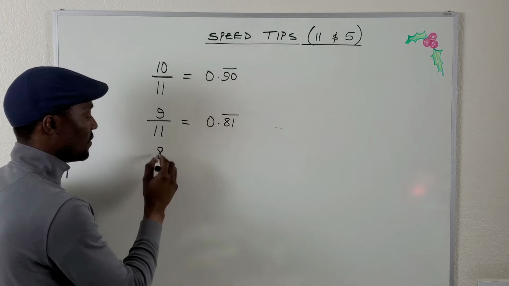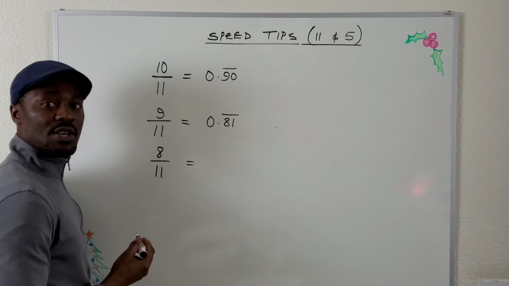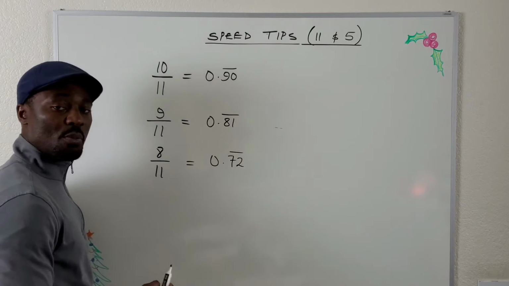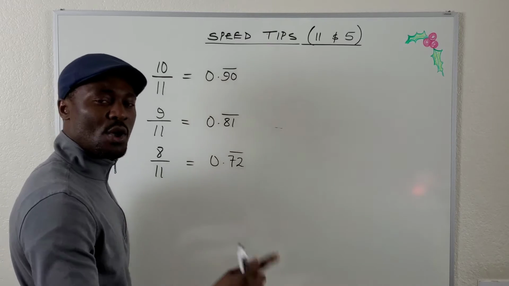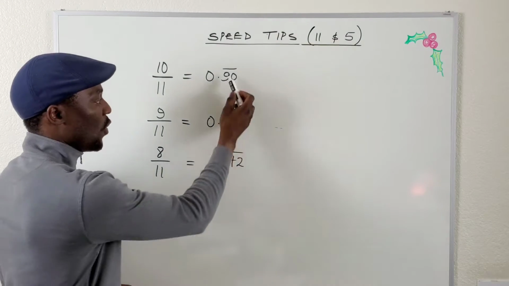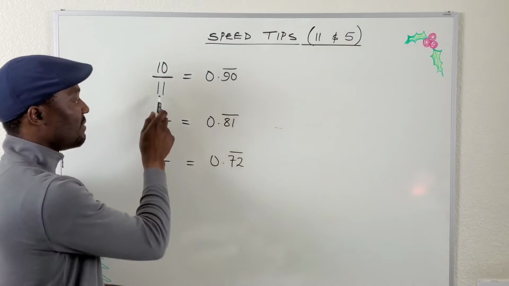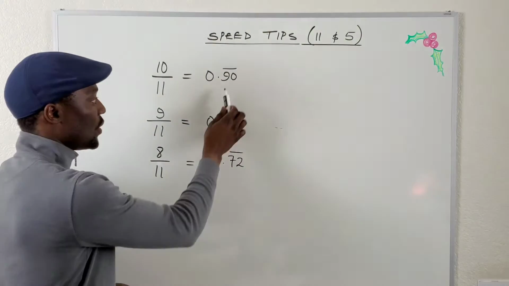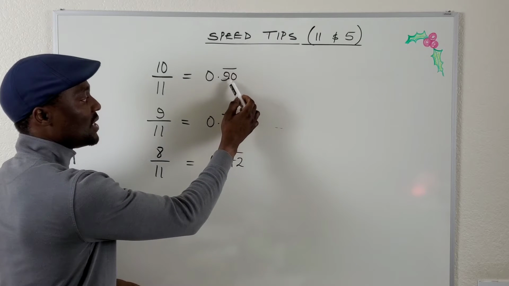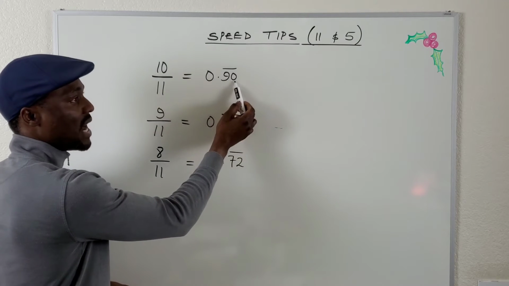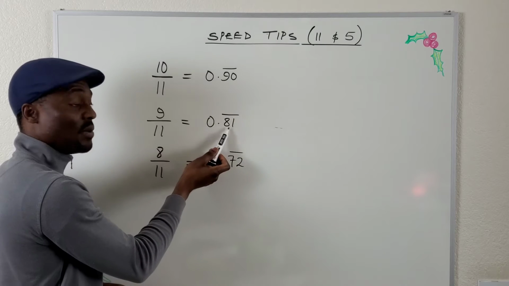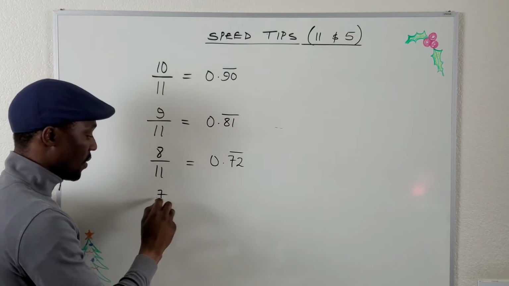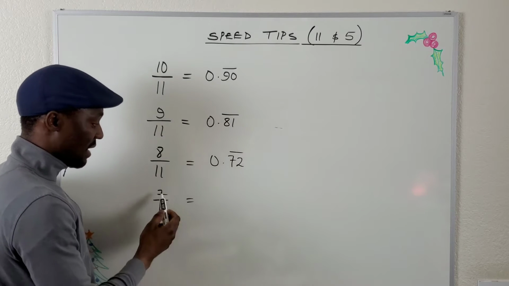What if I take 8 over 11? My answer is going to be 0.72, repeating, 0.727272. So if you make an observation, there are always two digits repeating when you divide by 11, especially if it's a proper fraction. Okay, so if you notice, you see that you have 10 times 9 gives you 90. 9 times 9 gives you 81. 8 times 9 gives you 72.